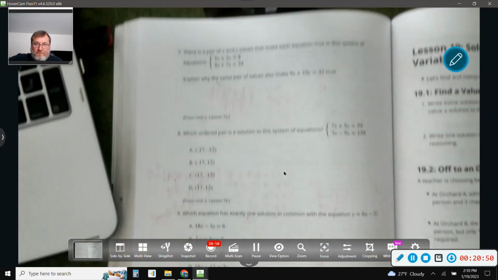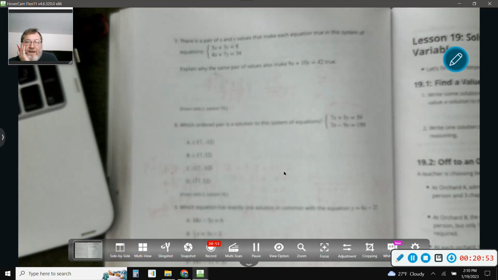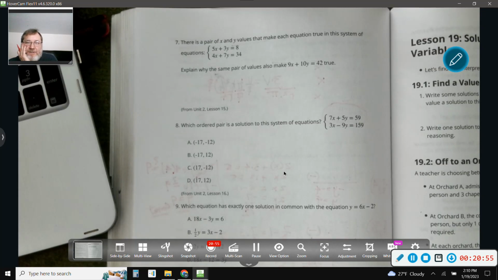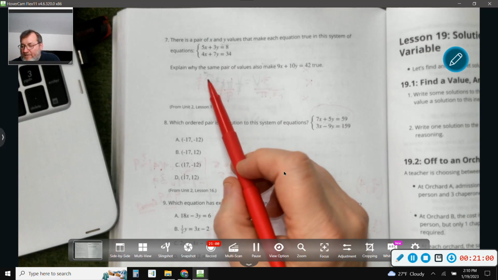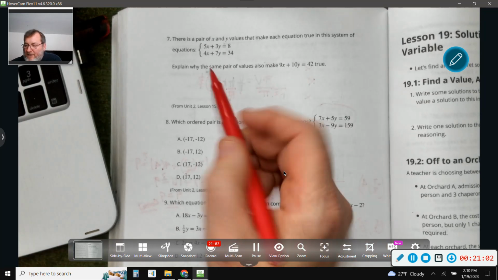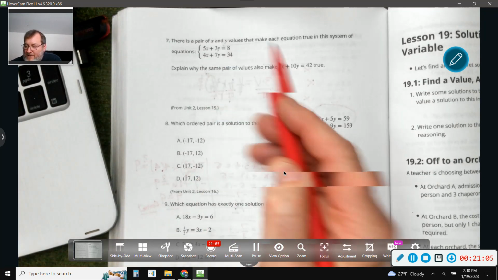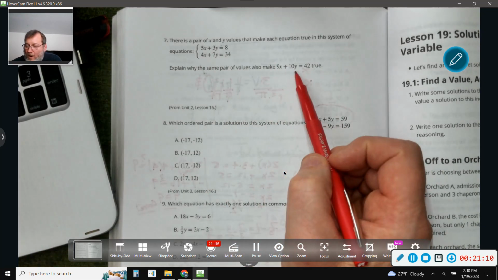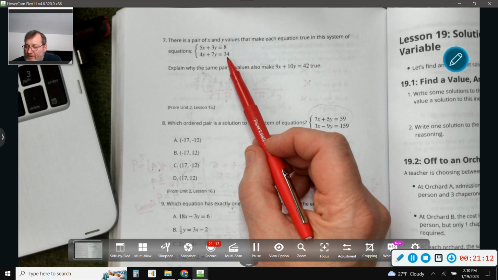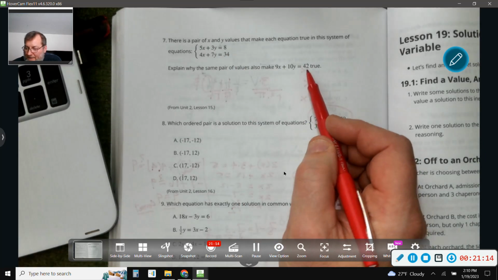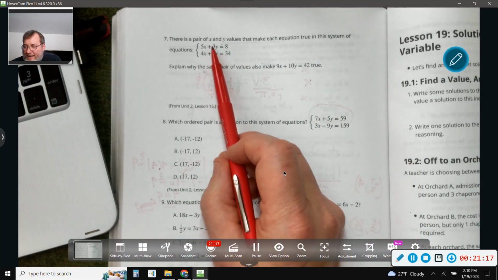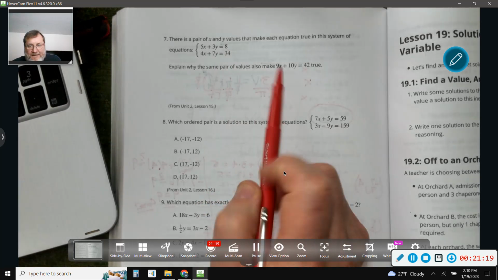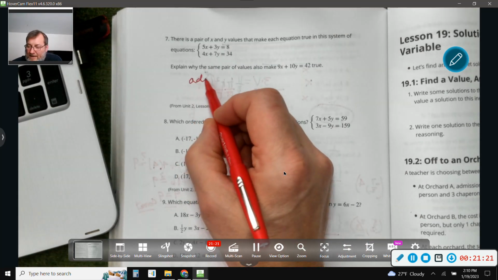Number 7. Here's a pair of x and y values that make each equation true in the system of equations. Okay? So they gave you these equations right here. Explain why the same pair of values makes this. Well, if you notice, 5 plus 4 is 9, so you got your 9x. 3 plus 7 equals 10y. And then 8 plus 34 equals 42. Well, all it happens is here, you added like terms above to get this. So I'm just going to say added like terms.